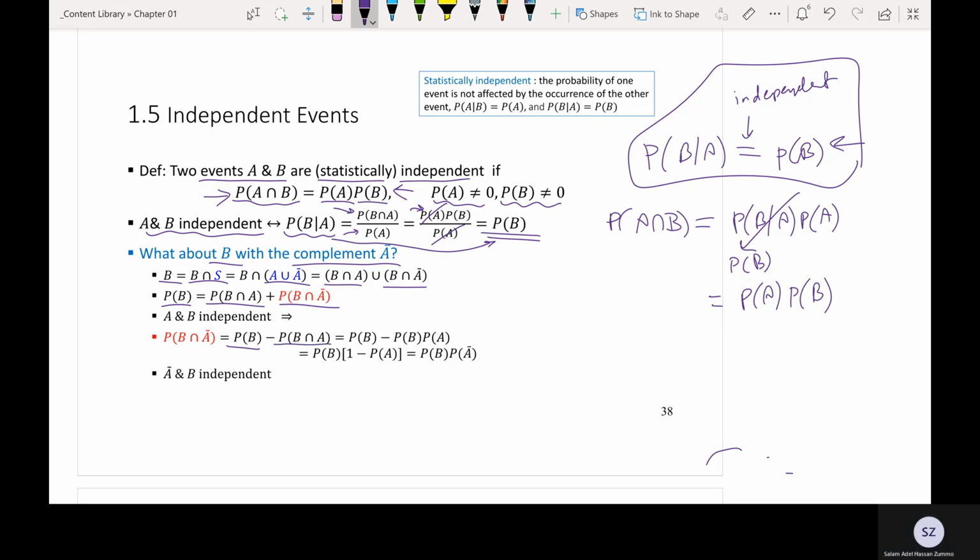Right? We just interchange terms. However, they are independent. What does independent mean? It means that the probability of the intersection equals the product of the probability of A and B. Now we take the common factor, probability of B, multiplied by the rest, which is 1 minus probability of A. What is 1 minus probability of A? It's the probability of the complement. So if A and B are independent, then the probability of B intersect A complement equals the product of the two probabilities, which means that B and A complement are independent.